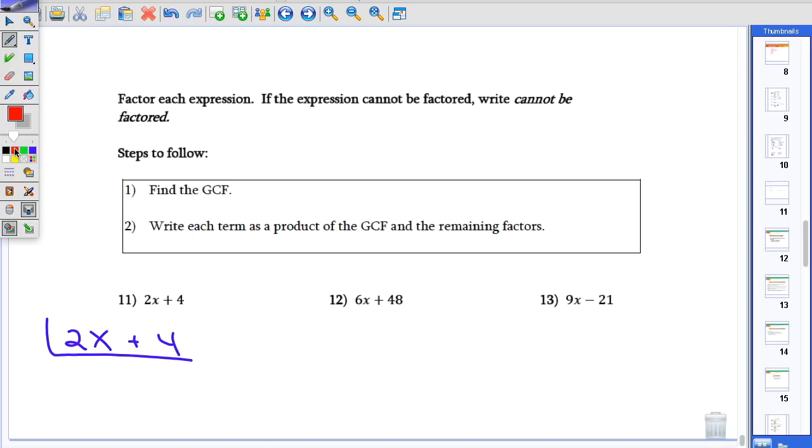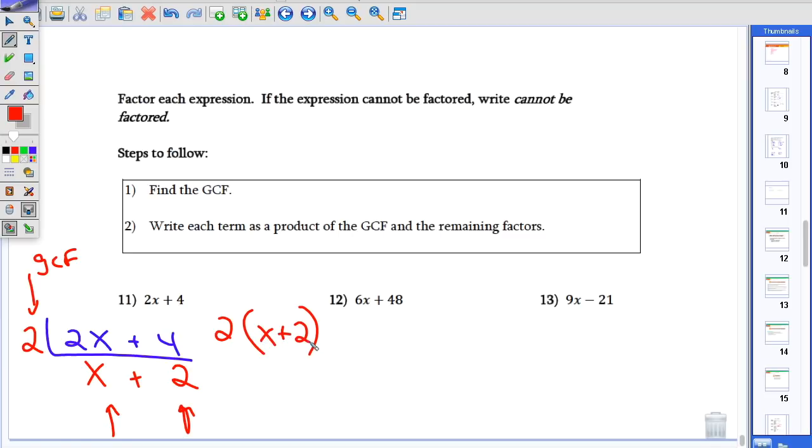Common factors of 2 and 4 are 2. So if we take out our 2 from our 2x, the other factor that's left is x, because 2 times x is 2x. If we take out 2 from our 4, our other factor that's left is 2. We can bring down our plus. Our second step is to write our final answer. Our GCF is what we took out. Our remaining factors are your x plus your 2. So our final answer is 2 times the sum of x plus 2.